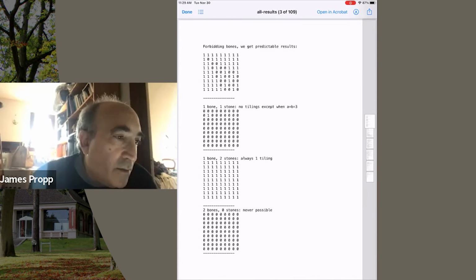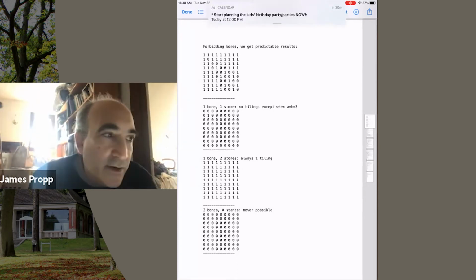So if we forbid all bones, we get very predictable results, just zeros and ones. If you allow one type of bone and one type of stone, it turns out there are no tilings at all, except when a equals b equals 3. And that's the very earliest case I showed you. Remember when I drew that triangle graph with 6 vertices, and I had it tiled by a 3-in-a-line tile and by a 3-in-a-triangle tile, with 1 bone and 1 stone? Well, that's the only case that you can tile in these shapes that I have described for you, but I have not given a name to yet.